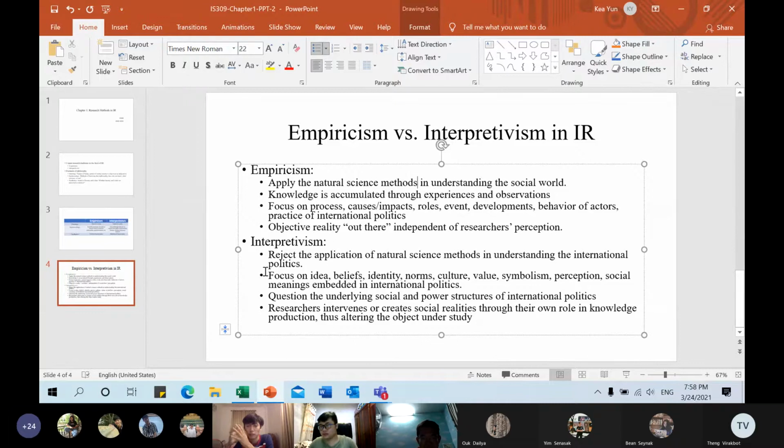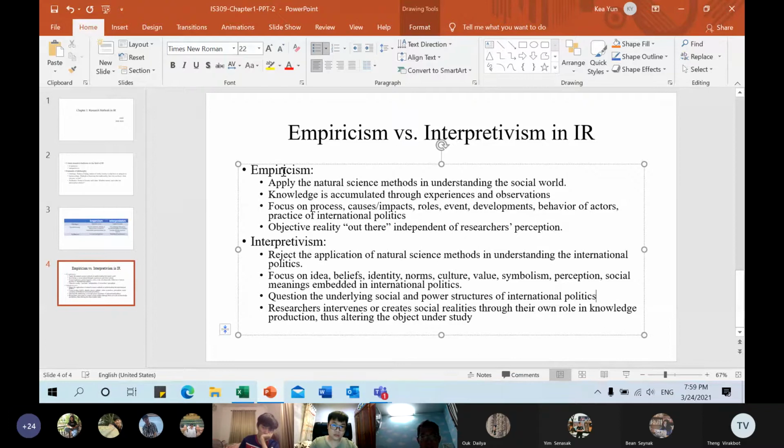But for interpretivism, you focus more on the abstract core. You focus more on an idea, a belief, an identity, or norm, culture, value, symbolism, perception, social meaning embedded in international politics. Very abstract. And question the underlying social and power structure of international politics. Okay.